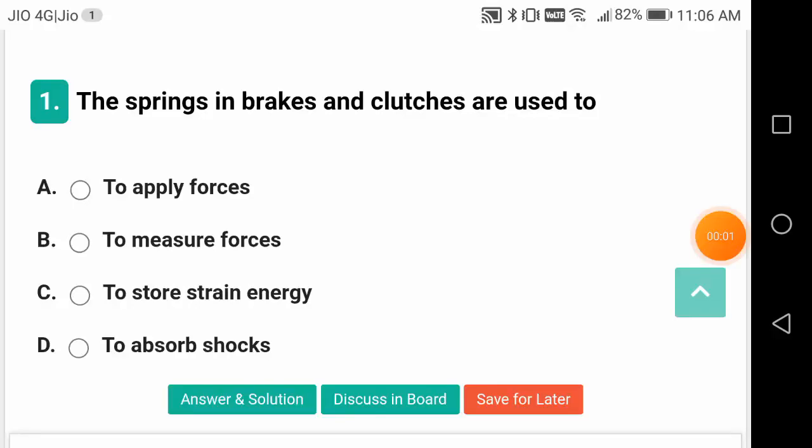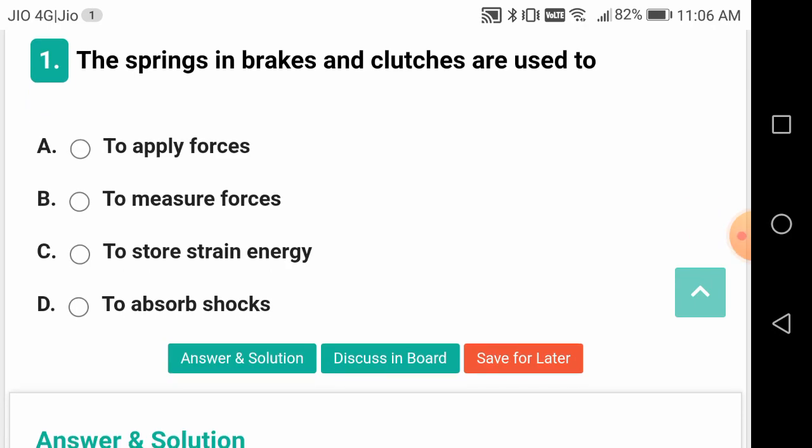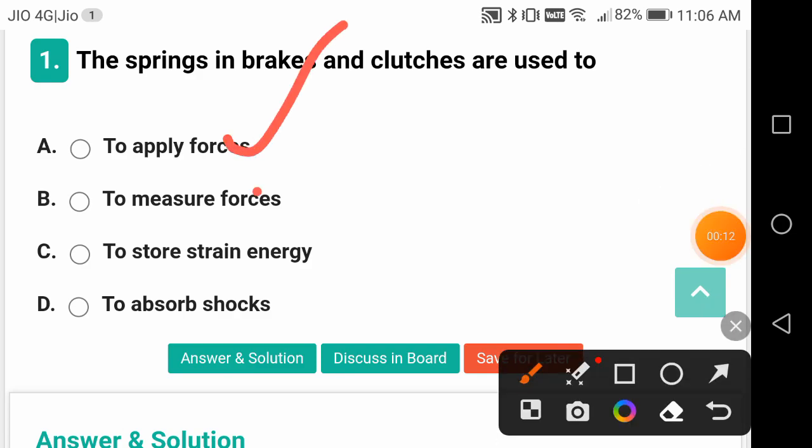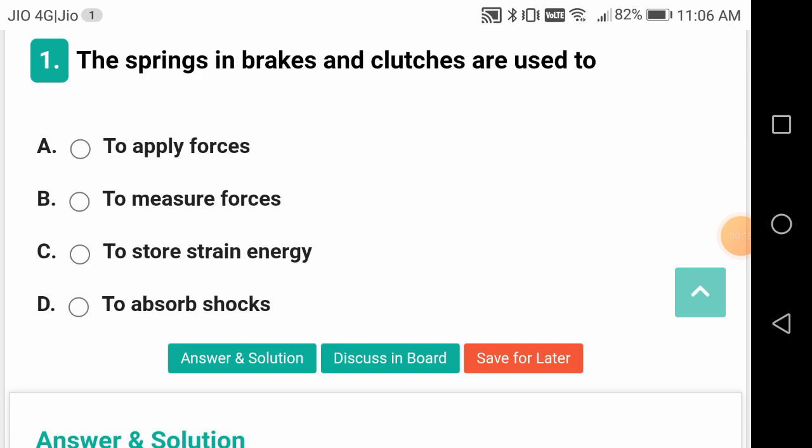Questions from strength of materials for your AE TS GENCO and AMVI TS. The springs in brakes and clutches are used to apply the forces. They can as well be used in other applications.